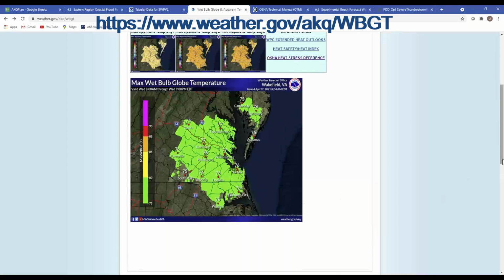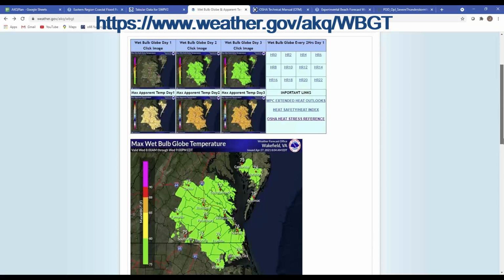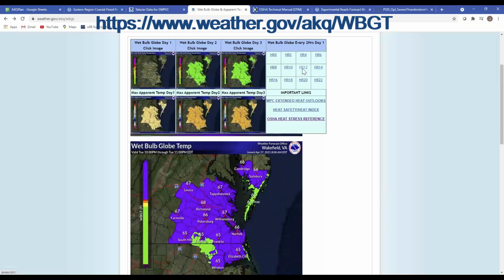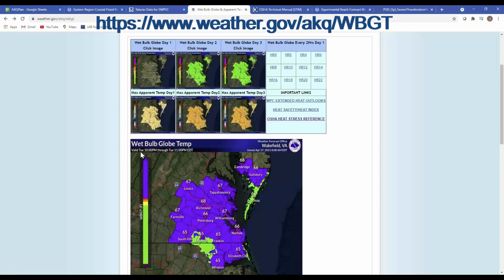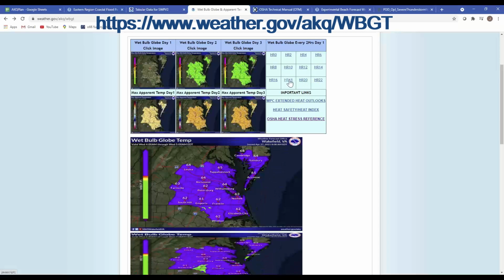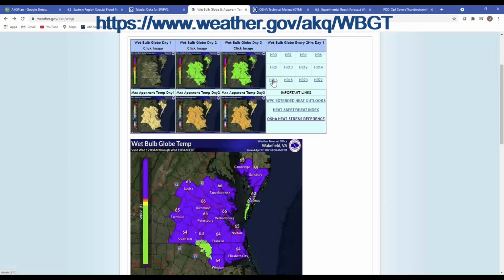So what you'll be able to do is say, okay, if I know it's going to be that hot, I can look at the wet bulb global temperature every 2 hours and I can see what time of day it is going to be the hottest and for how long. Are we talking about it hitting that value for maybe an hour or two, or is it going to last for maybe 4 or 5 hours? So you'll be able to get at least some sense of that by scrolling through the wet bulb global temperature about every 2 hours. And you'll be able to do that through 48 hours.